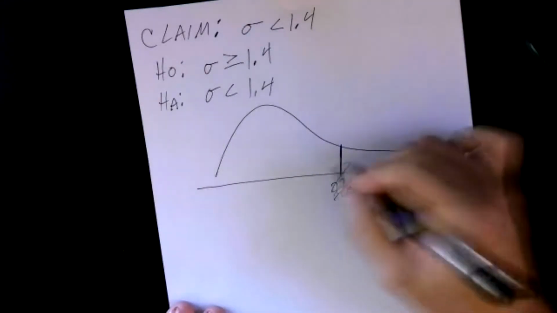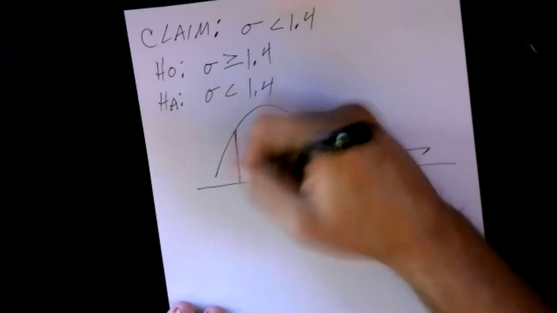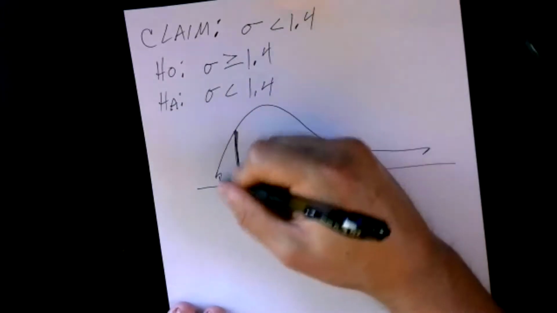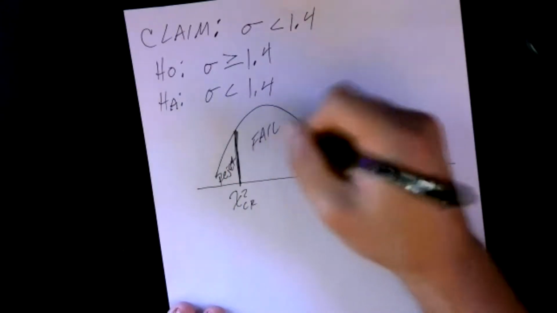That's wrong. Because the alternative is less than, this needs to be a left-tailed test. That's more like it. And that'll separate reject from fail to reject.